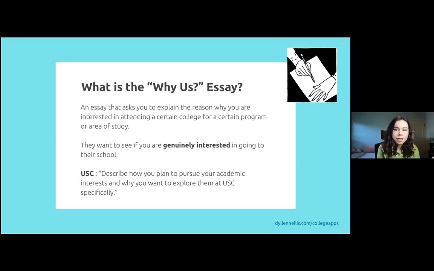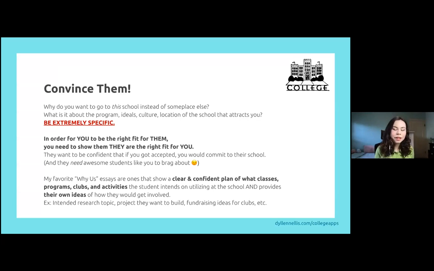An example is USC's essay. For example, it's: describe how you plan to pursue your academic interests and why you want to explore them at USC specifically. So how do you go about writing this essay when everyone writes the same things? You have to convince them, first of all, why you want to go to this school rather than any other school that exists. What is it about the program, their ideals, their mission, their culture, the location of the school that attracts you? And you have to be extremely specific.